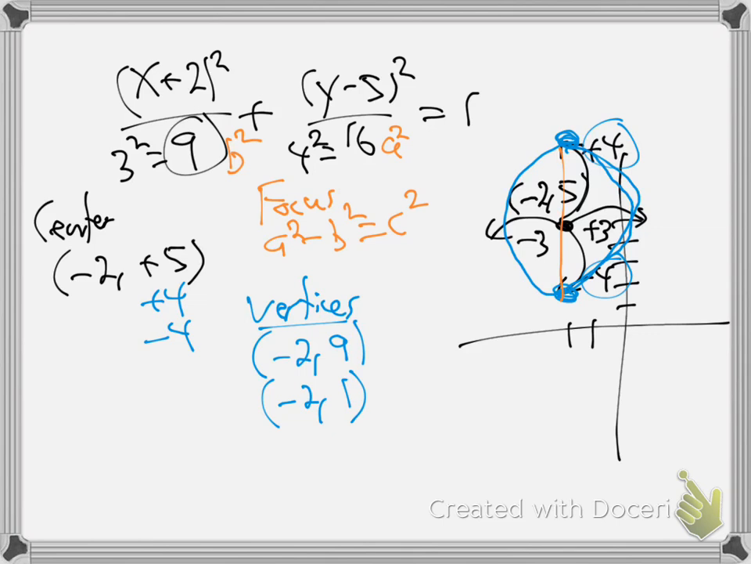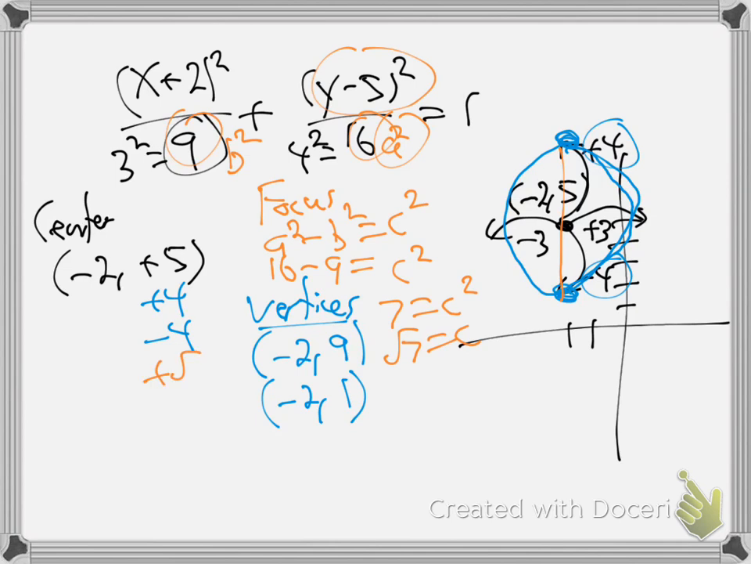Guys, tracking with me on that? A is not always under x. Is everybody hearing me on that? A is wherever the bigger number is. So a squared is under y this time because 16 is bigger than 9. So a squared is 16, b squared is 9. Subtract that, c squared is 7. So c is the root of 7.